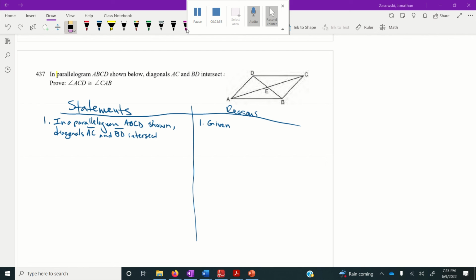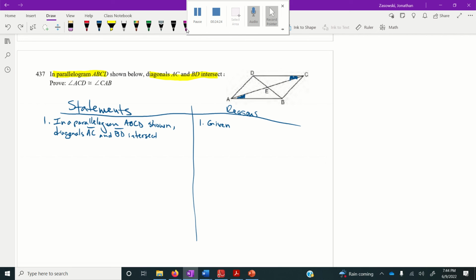So if you go ahead and you can label where those two angles are, you'll notice that they fall right there. And we know two key vocab words are the parallelogram and the fact that we have diagonals intersecting at E. We don't even need this, but it is an interesting point that we can bring up a little bit later. So number one, we have to show that those two angles are congruent.